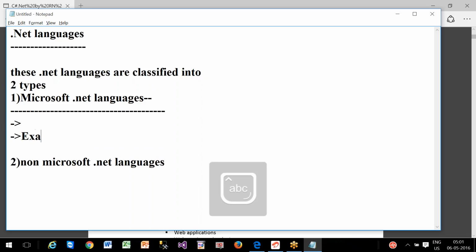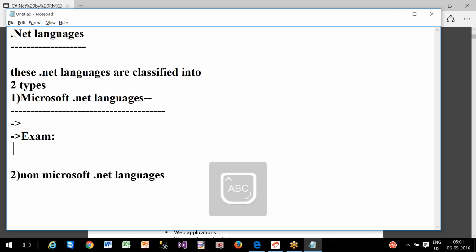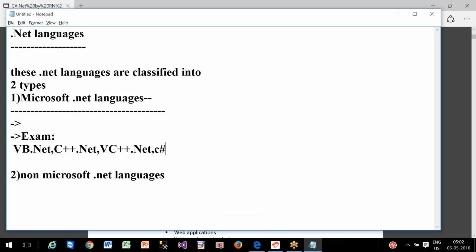Examples for Microsoft .NET languages: VB.NET, because VB is from the Microsoft family. C++.NET, it is also from the Microsoft family. VC++.NET, also from the Microsoft family. VJ#.NET and C#.NET, also from the Microsoft family, and so on. These are all called Microsoft .NET languages.